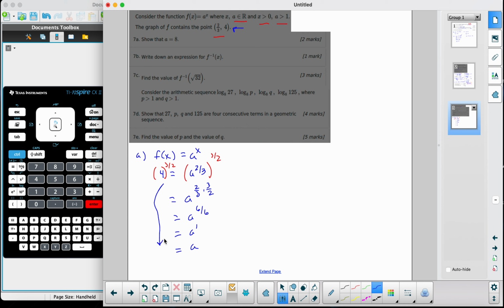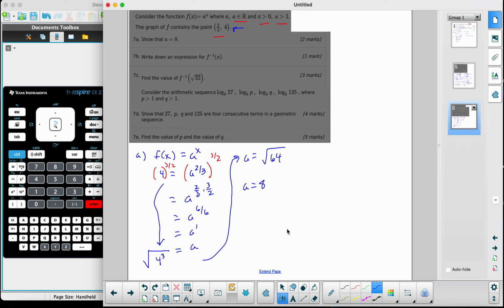And then 4 to the 3/2 power becomes the cube root of 4. No, the square root. What's the matter with me? The square root, because 2's in the denominator, of 4 cubed. Now that cube can go inside or outside. 4 cubed is not that big of a number, so I'm going to leave it inside. All right, so a is equal to the square root of 4 cubed, which is 64, and a is equal to 8.